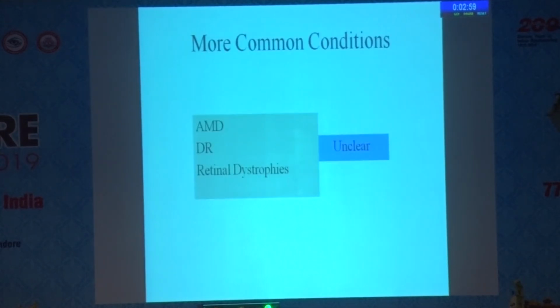So now you can ask why I am not talking about AMD, DR, retinal dystrophies in cases of choroidal imaging. We are still not clear, because AMD has multiple components. Now we are growing towards trying to define and separate AMD as MNV, and even the choroidal thickness. In a few slides I will show how AMD would change in future.